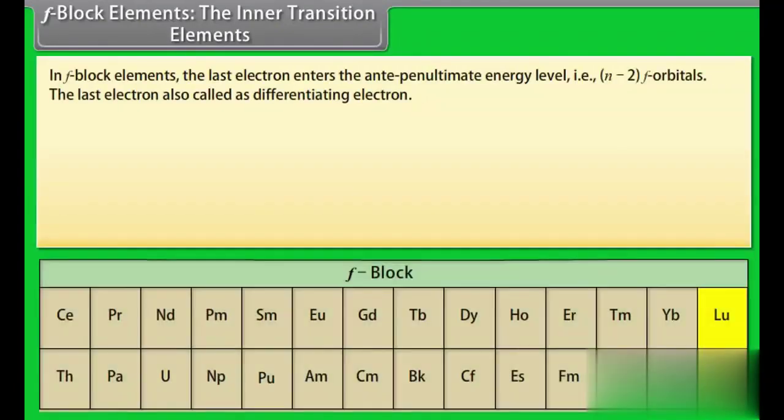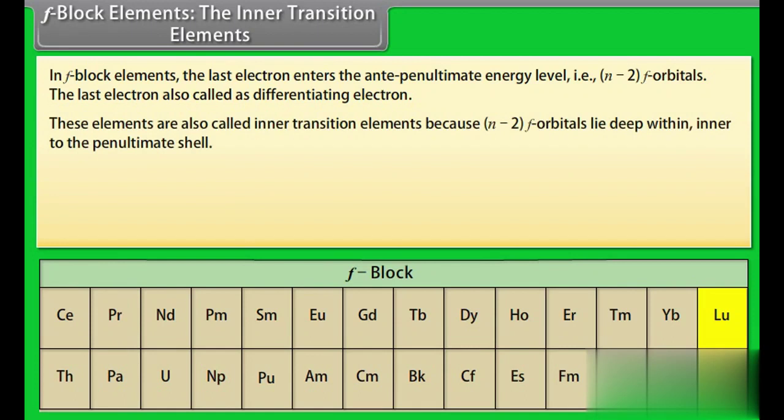F block elements. The inner transition elements. In F block elements, the last electron enters the antepenultimate energy level, that is (n-2) f orbitals, where n can be 6 or 7. The last electron is also called the differentiating electron. These elements are also called inner transition elements because (n-2) f orbitals lie deep within, inner to the penultimate shell.